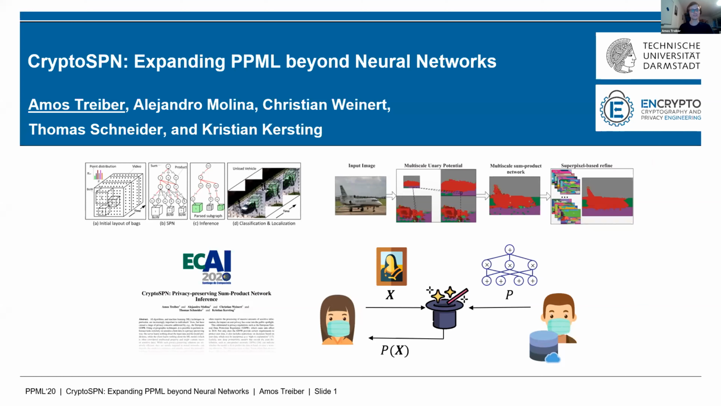Thank you for the introduction. This is joint work with Alejandro Molina and Kristian Kersting of the ML and AI lab at TU Darmstadt, and Christian Weinert, Thomas Schneider, and myself of the ENCRYPTO group at TU Darmstadt. I'll be talking about the same setting as the previous talk, private machine learning inference, but using a different kind of model named sum-product networks, or SPNs in short. This is a paper that will appear at the European Conference on Artificial Intelligence in a few weeks.